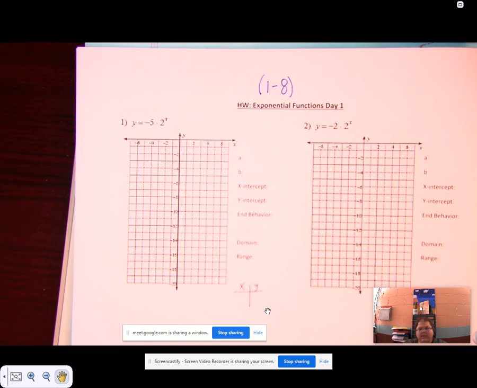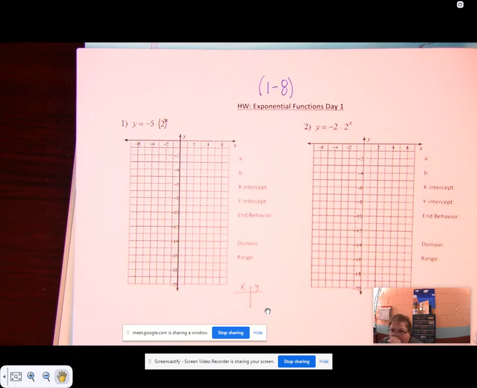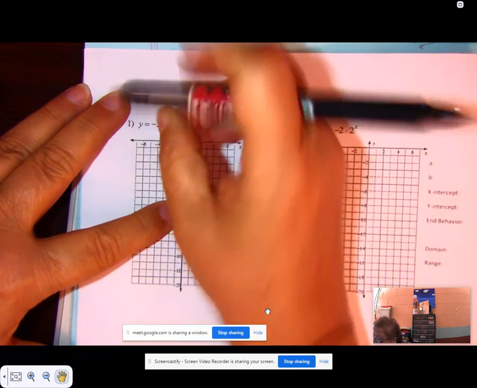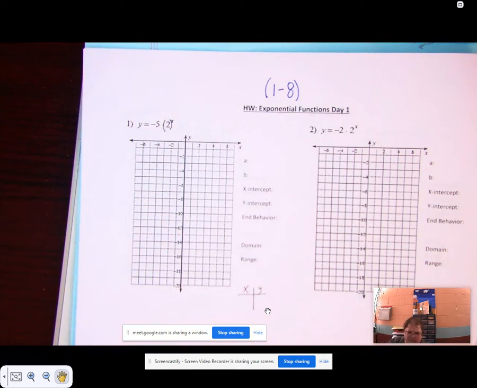Okay, so as a reminder, I like to put parentheses around that instead of that dot. Okay, so problem number one from Exponential Functions Day 1.